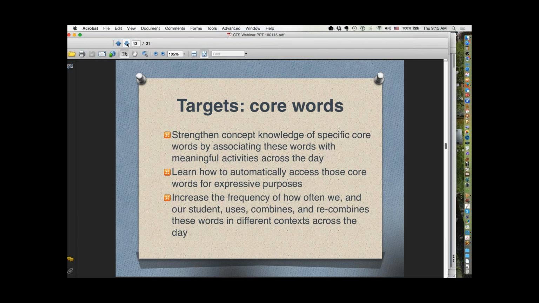And by targeting some words, we're just trying to put them front and center in our own minds so that we can really increase the frequency of how often we use them and how often we combine and recombine them.